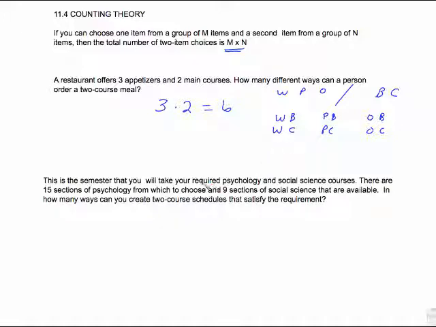So the fundamental counting principle is just a matter of multiplying the number of items in each selection. So we've got 15 sections of psychology, and 9 sections of social science that are available. How many ways can you create a 2-course schedule? Well, there's 15 of these. There are 9 of these. Multiply that together, and that's 135 different schedules.